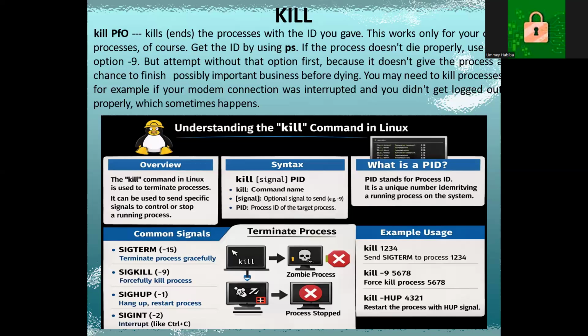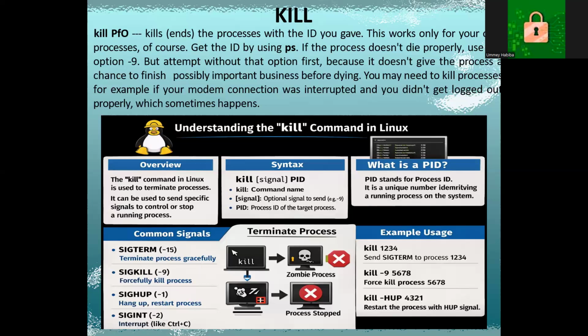Usually, the system sends a signal, and putting hyphen 15 means this is the default, which politely asks the process to terminate. This allows the process to close files, release resources, and exit safely. The PID of a running process can be found using commands such as ps, top, or pgrep.